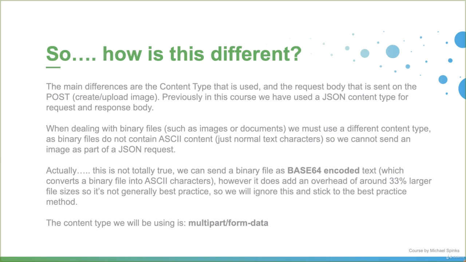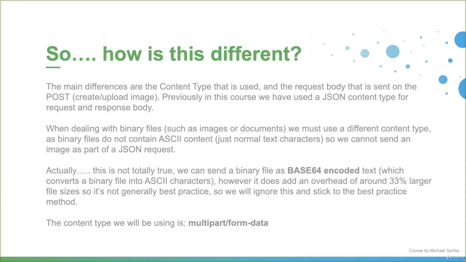So how is this different? The main differences are the content type that is used and the request body that is sent on the post, which is the create/upload image. Previously in this course, we have used a JSON content type for the request and the response body. But this time we'll be dealing with binary files, such as images or documents, so we must use a different content type. Binary files don't contain ASCII characters, such as alphabetical characters and certain symbols. It's actually binary data. So we can't send the image as part of the JSON request.